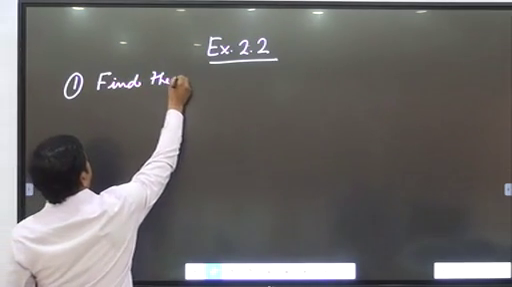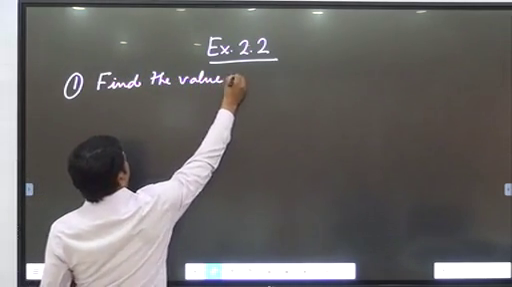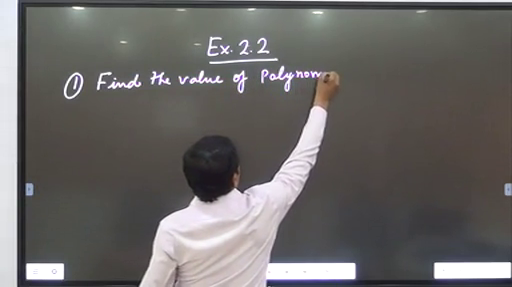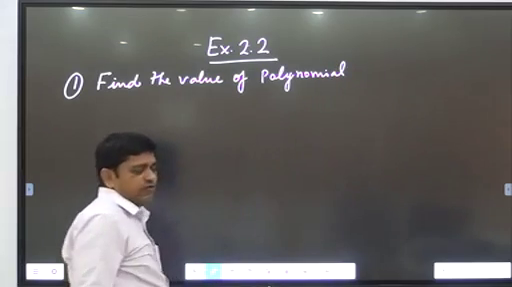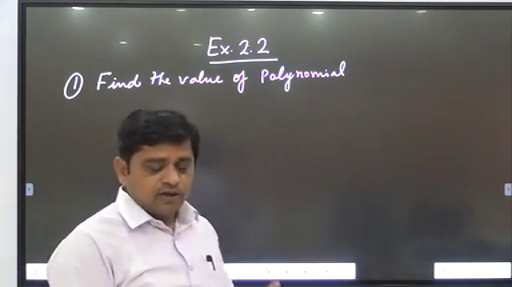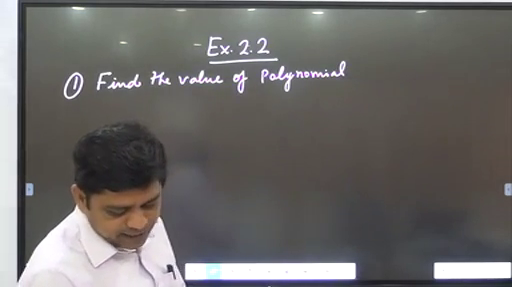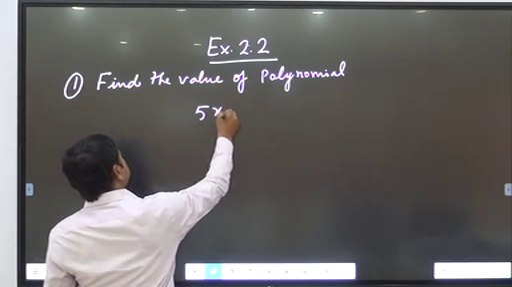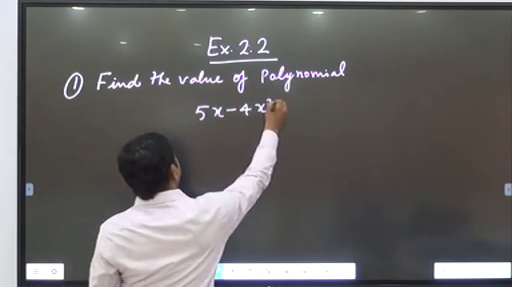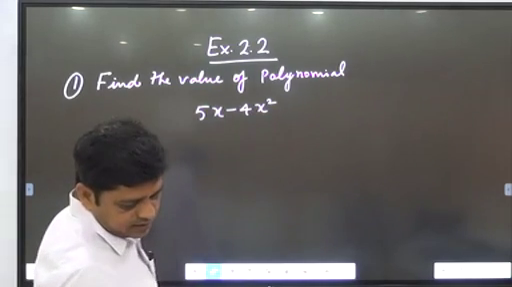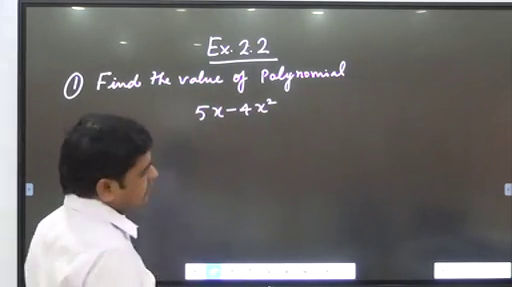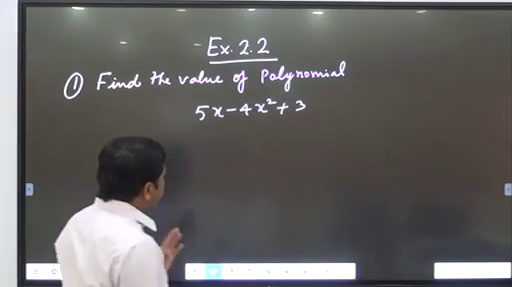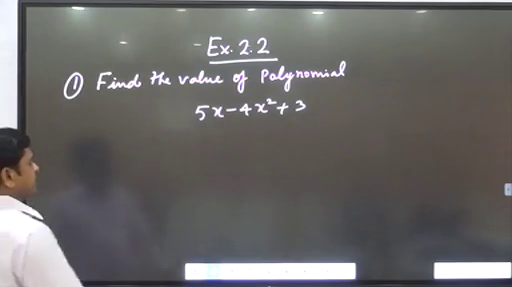Find the value of polynomial. Find the value of polynomial. What is the polynomial? 5x minus 4x square plus 3. So we can provide a name to this polynomial, p(x).